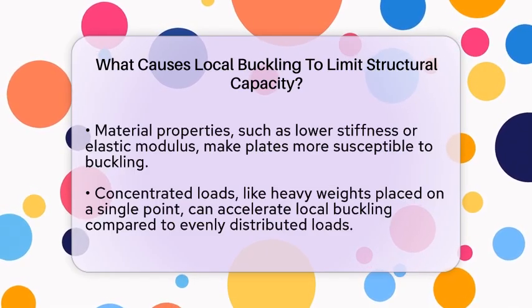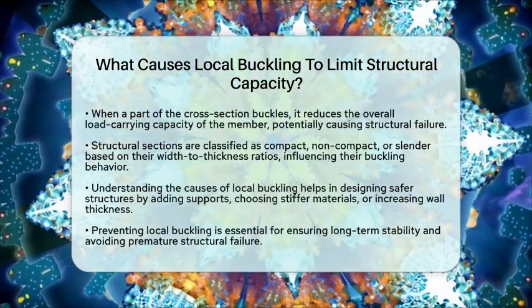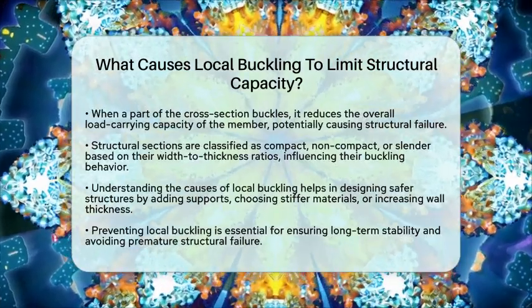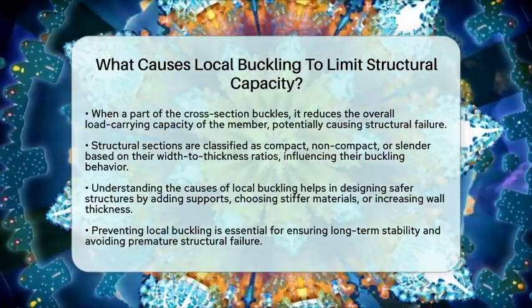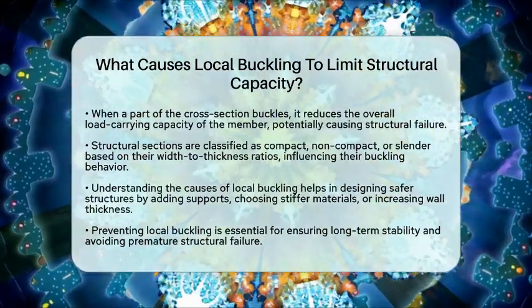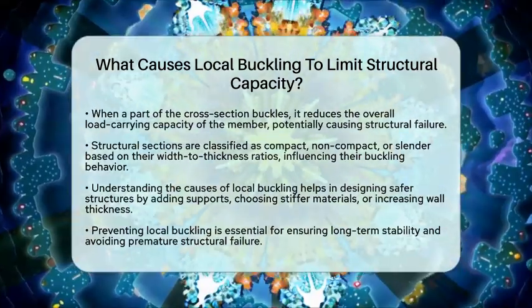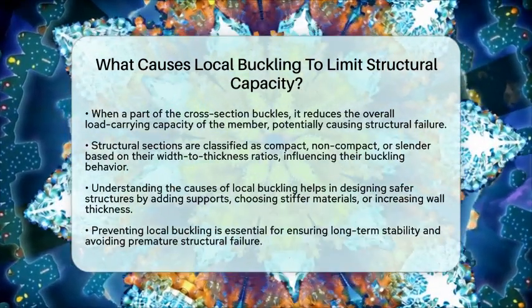Once a part of the cross-section buckles, it can no longer carry as much load. This reduces the overall strength of the member. For example, if the web of a column buckles, it might cause the entire column to become unstable. This failure often happens before the entire member reaches its maximum load capacity.